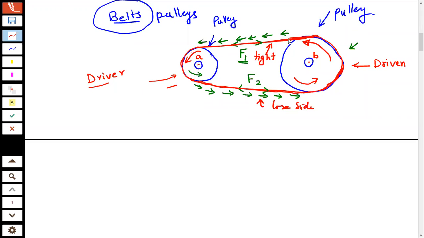Now, if we look over here, the belt is wrapped around the pulley. So this angle is known as theta. If I call the diameter of this pulley small d and the diameter of this pulley big D, then I have small theta d and capital theta D over here, which is the angle of wrap. Okay? Angle of wrap.